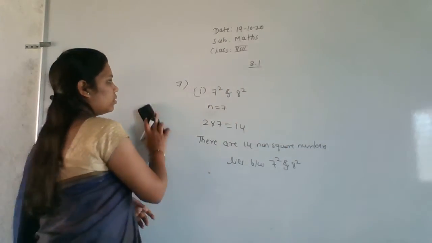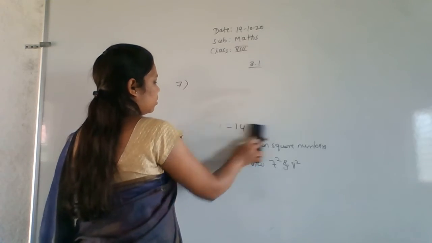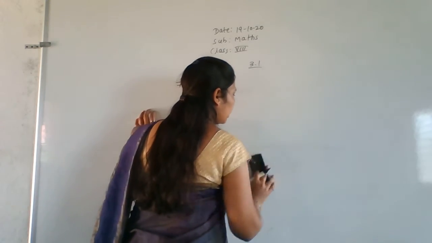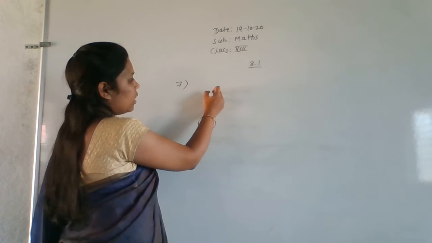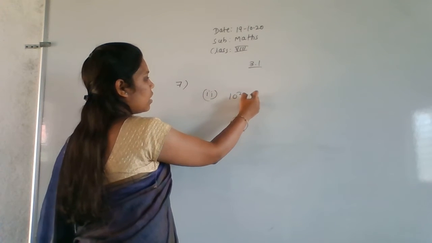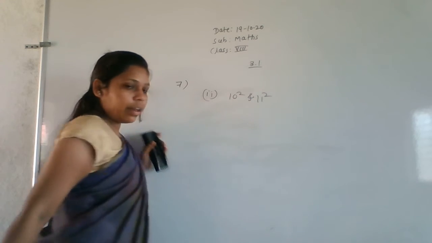So next one is 10 square and 11 square. What is the answer? Say fast. You have to do it yourself. Don't see the board, just try it yourself. After that, verify your answer with my answers.